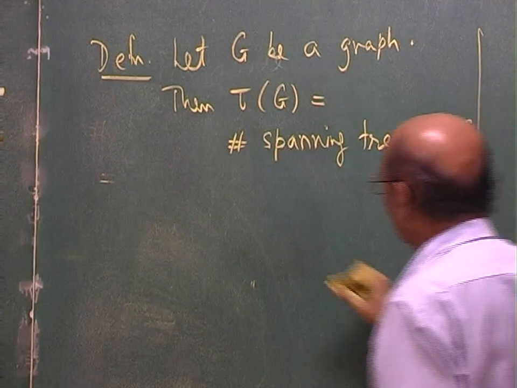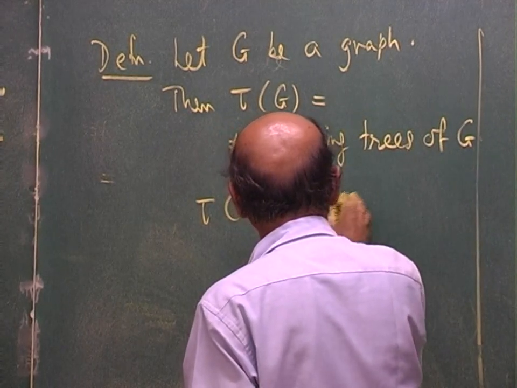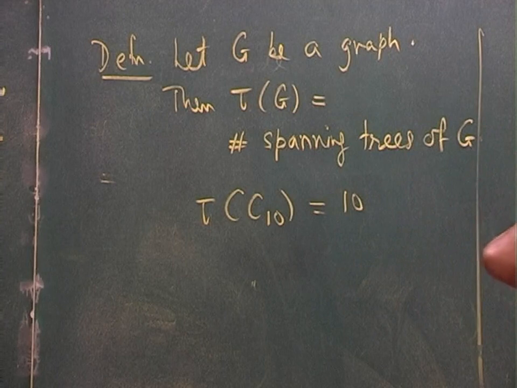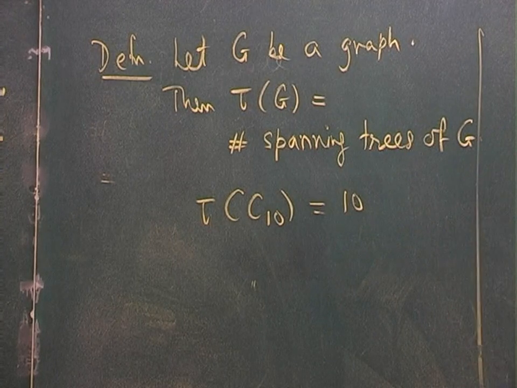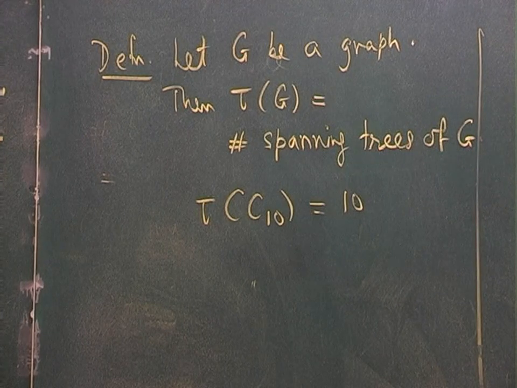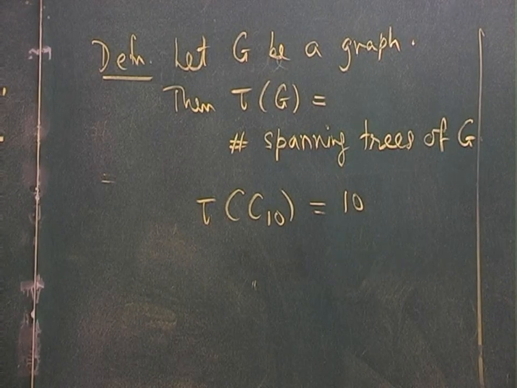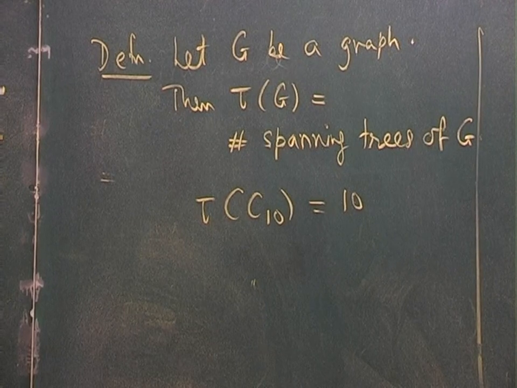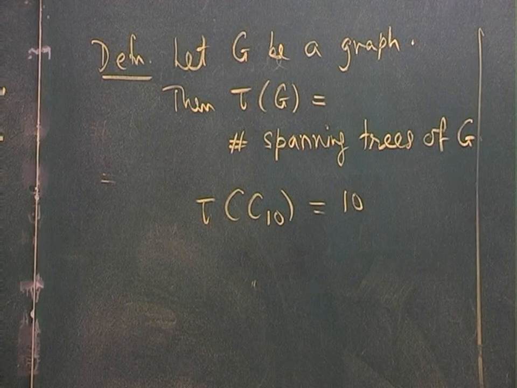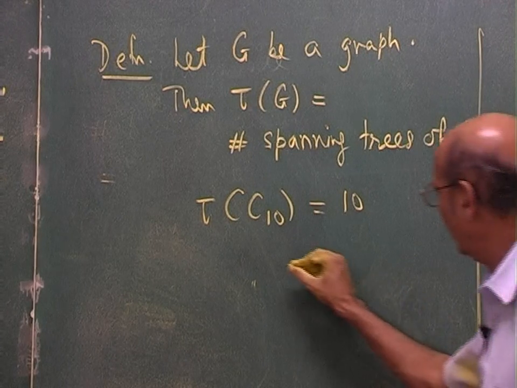For example, if you take a cycle on 10 vertices, how is that obvious? Because I can drop any edge. If you just remove any edge, the resulting thing will become a path. And this is the only way you can construct a spanning tree, because you have to break cycles. There is a cycle, you can break it by deleting any edge, and there are 10 ways in which you can delete the edge, therefore it's equal to 10. Or in general, tau of Cn is equal to n.